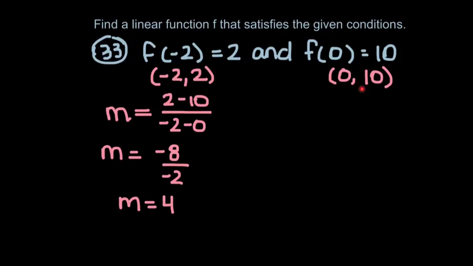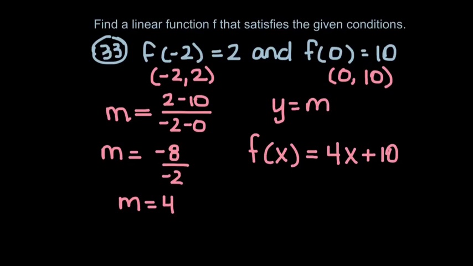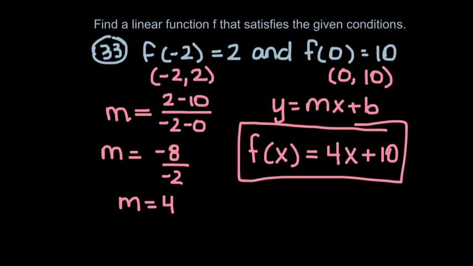If I recognize that the point 0, 10 is actually the y-intercept, then I don't need to do any calculations for the y-intercept. I can use the slope and the y-intercept to know that the equation is f of x equals 4x plus 10. This follows the slope-intercept form of y equals mx plus b to represent a linear equation. But rather than writing it that way, we're writing it in functional notation, where the f of x takes the place of the y.